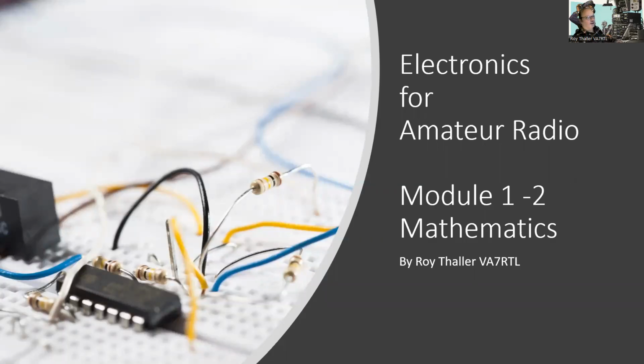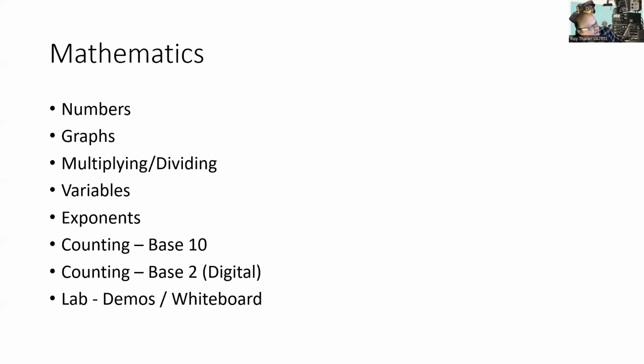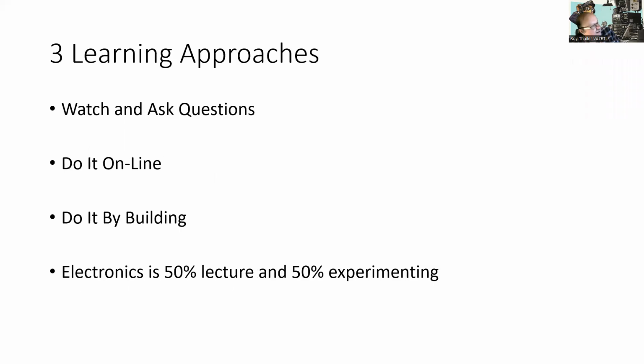So welcome to Electronics for Amateur Radio Module 1, 2. This is a shorter module talking a little bit about mathematics, just what you need to know. So today we're going to talk about numbers, graphs, multiplying, dividing, variables, exponents, counting to base 10, counting to base 2, and we won't have a demo on numbers. We'll just have it here.